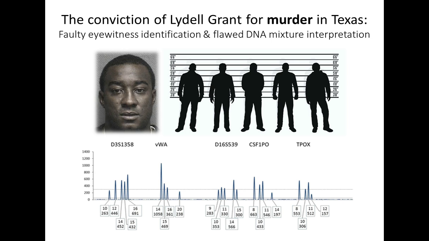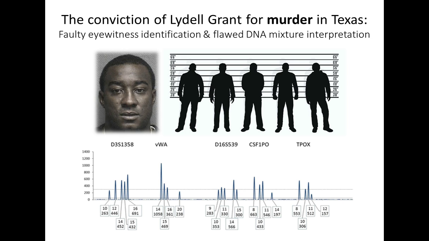And I say faulty eyewitness identification because, as anybody that has studied criminal justice and eyewitness identification knows, it's notoriously unreliable, especially when the race or ethnicity of the eyewitness and the race or ethnicity of the perpetrator are different. And in this case, the perpetrator, Lydell, is obviously African American and the eyewitnesses were Caucasian. And then flawed DNA mixture interpretation.